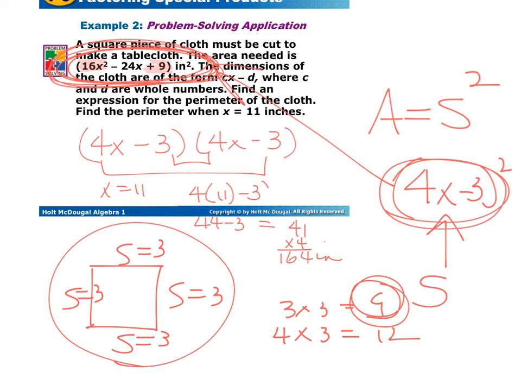Okay, areas multiply. So when we undid and factored that trinomial, we got the side length. And then once we found out how big one side was, then we can add up all 4 sides to find the perimeter.